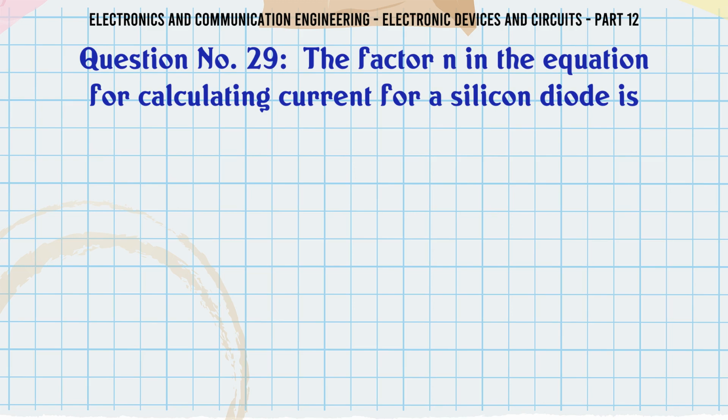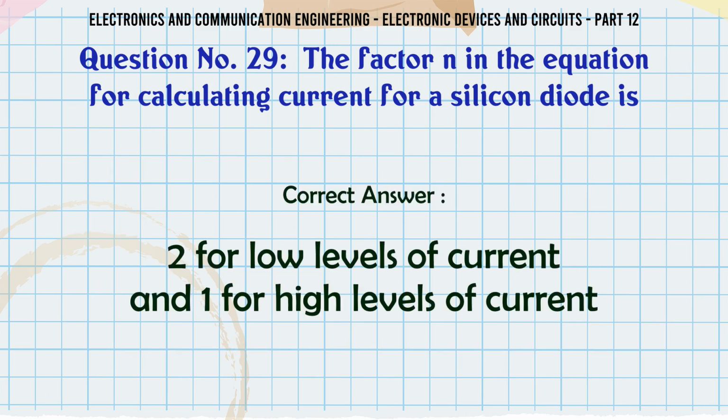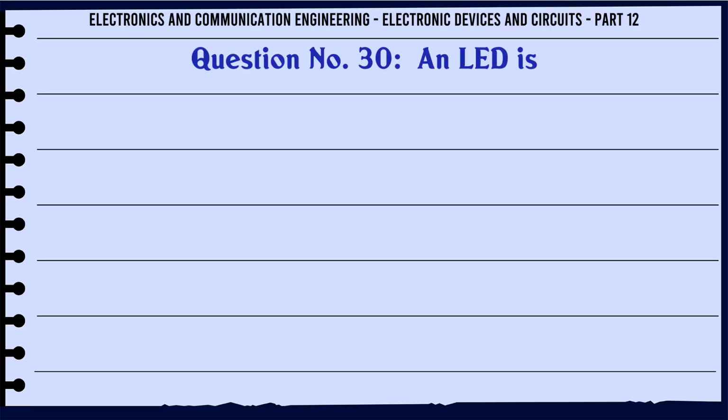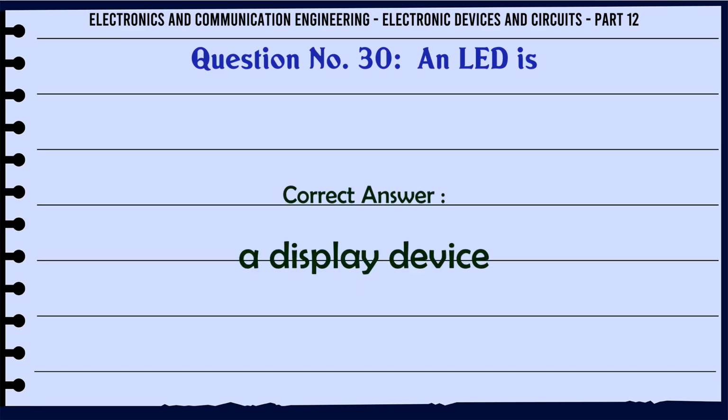The factor N in the equation for calculating current for a silicon diode is A) 1, B) 2, C) 2.5, D) 2 for low levels of current and 1 for high levels of current. The correct answer is 2 for low levels of current and 1 for high levels of current. An LED is A) an ohmic device, B) a display device, C) a voltage regulated device, D) all of the above. The correct answer is a display device.